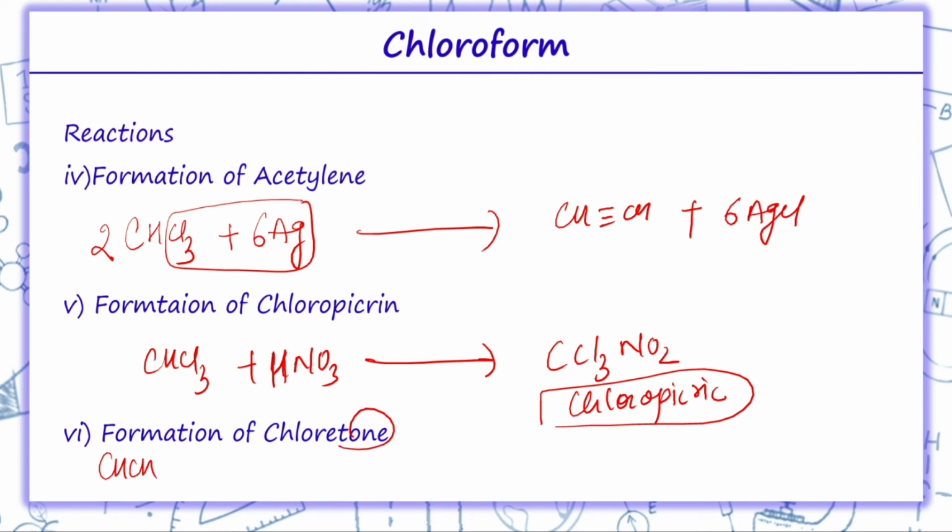So chloritone, that is acetone. When chloroform CHCl3 reacts with acetone CH3COCH3, it will form chloritone. So here what happens, we have CHCl3, so this H will be replaced by this CH3COCH3 group. So here we will get CH3 whole twice. Now H will shift there with O, here we will get OH, and this is CCl3.